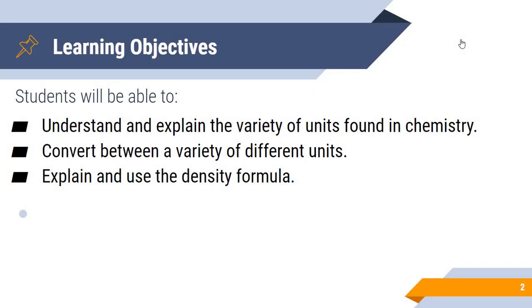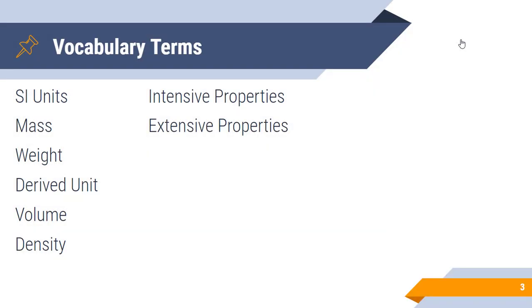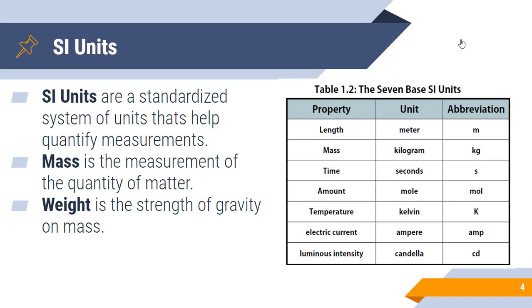By the end of this particular video, you will be able to understand and explain the variety of units that are found in chemistry. You should be able to convert between a variety of different units, as well as explain and use the density formula. We got a couple vocab terms for this, including SI units, mass, weight, derived unit, volume, density, and intensive and extensive properties. So when we talk about chemistry, we always want to put things in units.